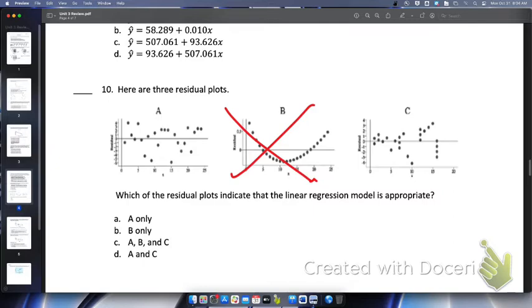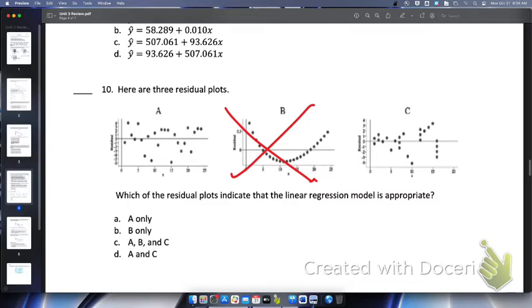What about C? Do you see what's going on there? No curve? Okay, so which ones are okay? A and C are good. Curve pattern is bad, you guys. That means linear is bad.